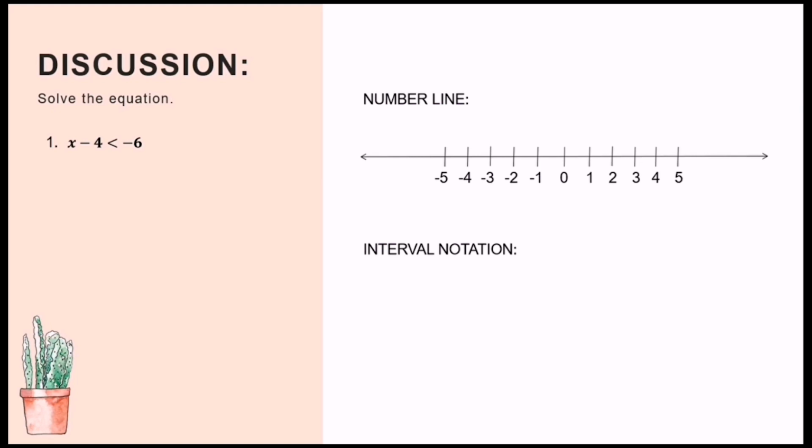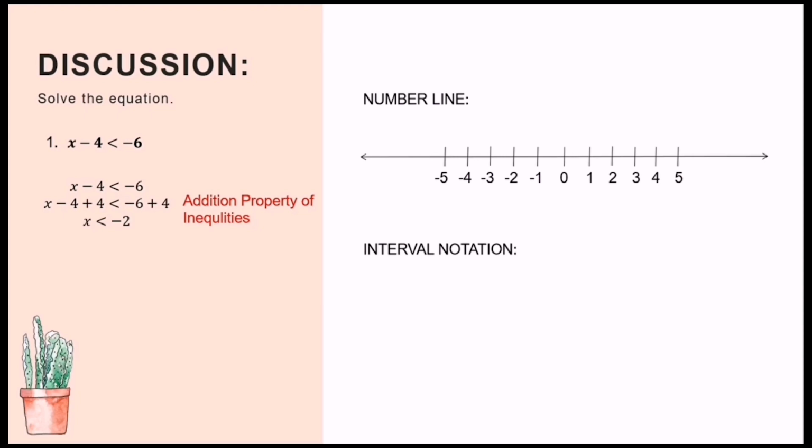In solving this, we will add 4 to each side to cancel out the negative 4 so that x will remain. This property is called the addition property of inequalities. So x minus 4 plus 4 is 0. That leaves x is less than negative 6 plus 4, which is negative 2. The inequality is x is less than negative 2.